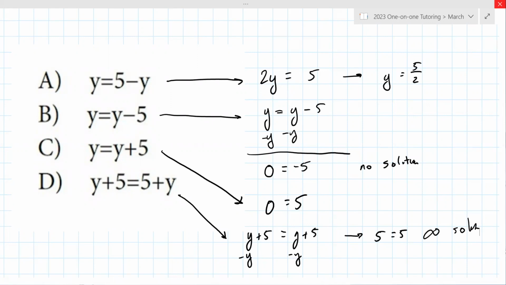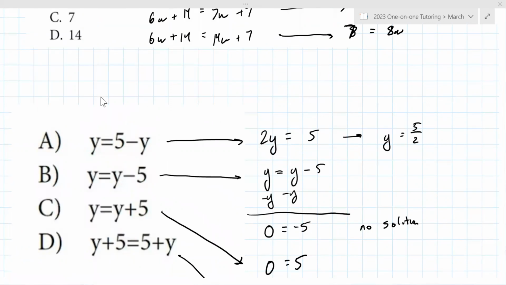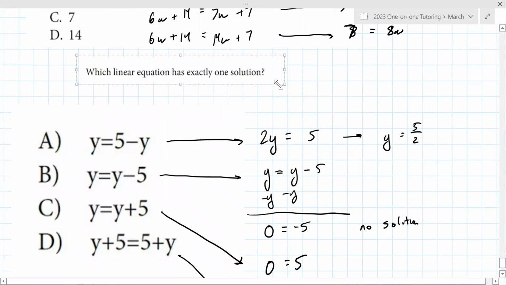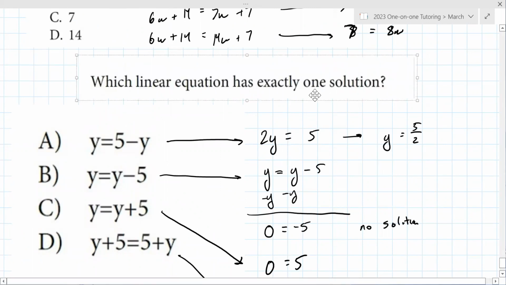Okay, so now let me give you the full question, and I'll just snip that into the top here. Because I really could ask any of these things, but which of the following has exactly one solution? A. Good.